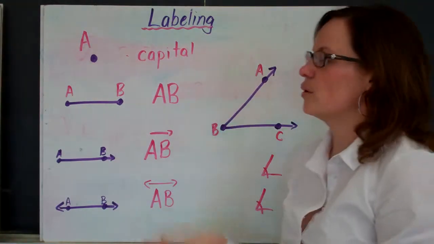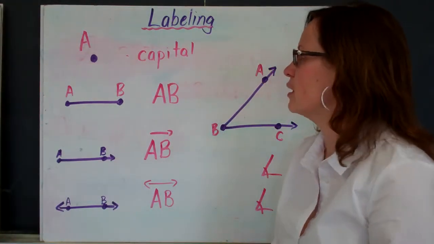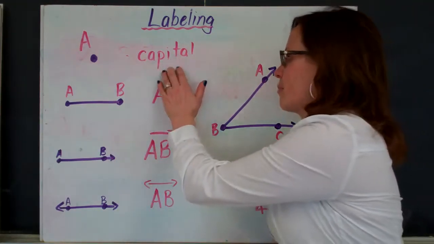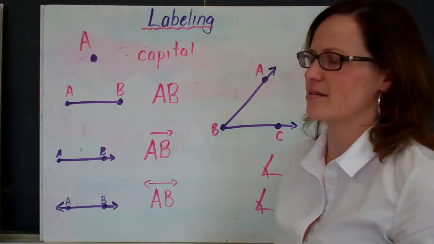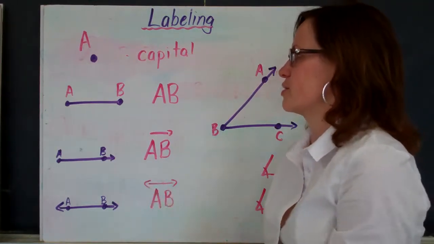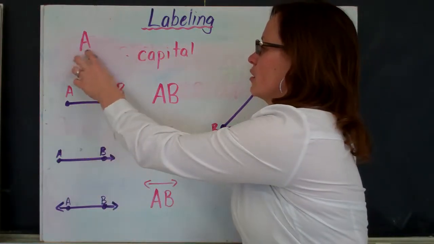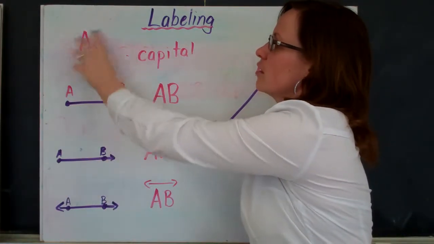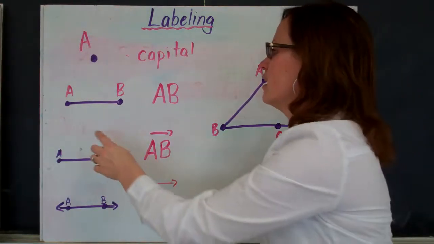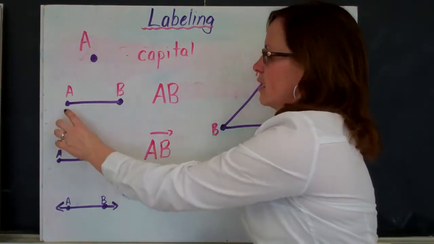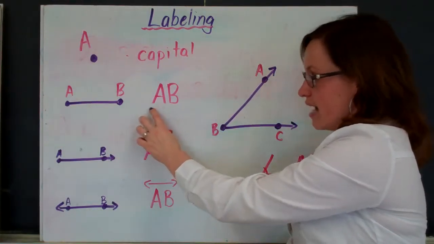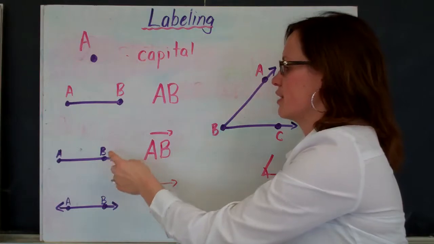Now we're going to review labeling. For geometry, just to be consistent, we're going to label everything with capital letters. Sometimes it's lowercase letters, but our textbook uses uppercase, so we're going to use capital letters. When you're labeling a point, it's just a single capital letter. So this would be point A, if you're trying to identify it. A line segment, you would label both points, A and B, and you would write it down AB. So we know that we refer to a line segment.